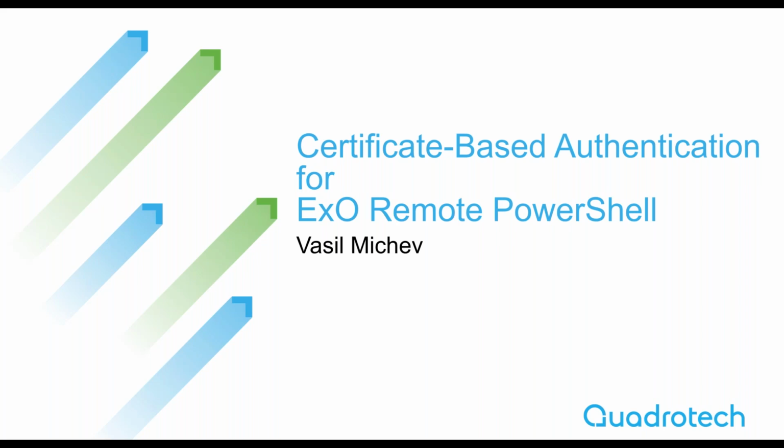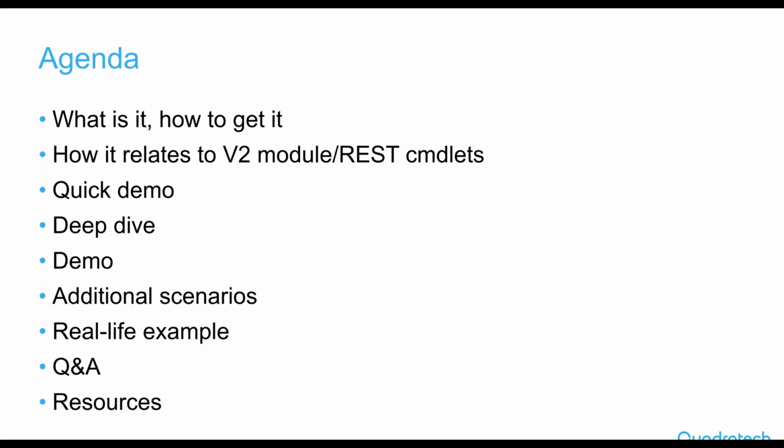So first of all, what is certificate-based authentication and how you can get to start using it. Then we'll cover how it relates to the V2 Exchange Online module, which we covered in detail in our previous few webinars, and the REST cmdlets as well. We'll do a quick demo before we go into a deeper dive, covering all the different setup steps you need to perform in order to get started with this.